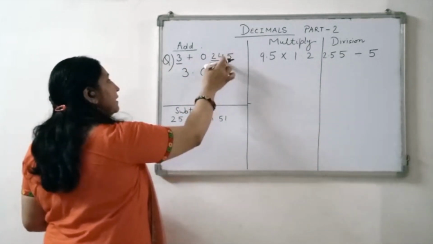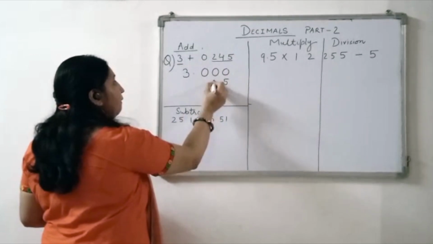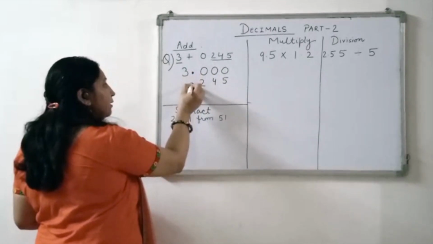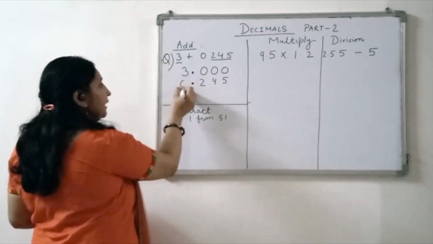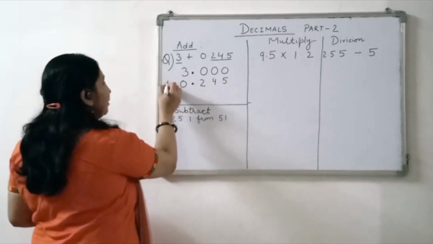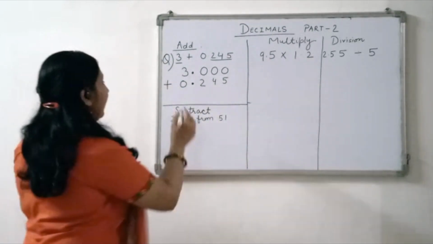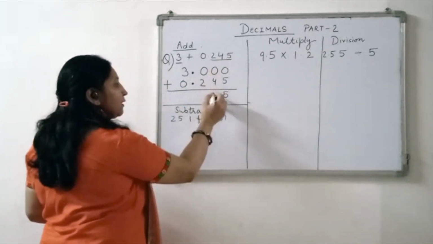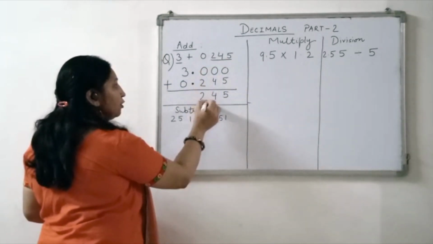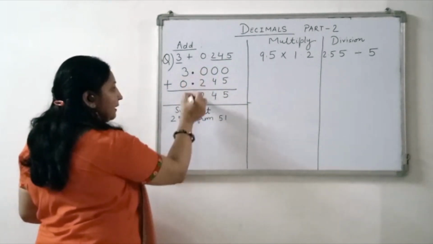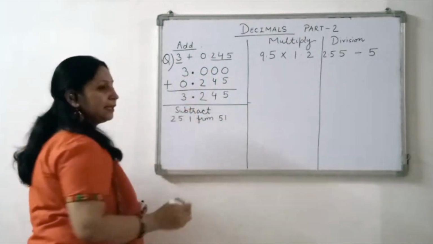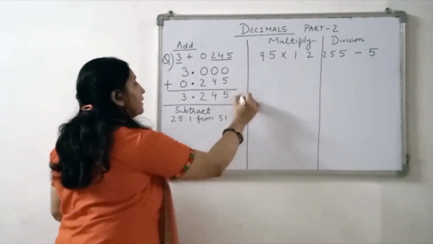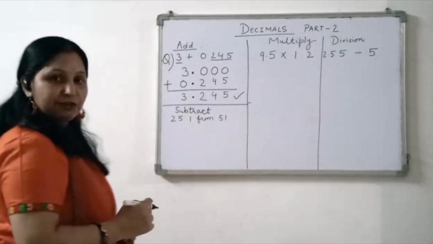And now we are going to place these things. So 5, 4, 2 and here the point is there. Below this point, only the point will lie. There is nothing, so here we are going to write 0. So this will now become addition. How to add? We'll start from here. 0 plus 5, 5. 0 plus 4, 4. 0 plus 2, 2. And here the point will lie in a straight line. And 3 plus 0 will be 3. So the answer will be 3.245. So this is your addition. Now you have understood addition.